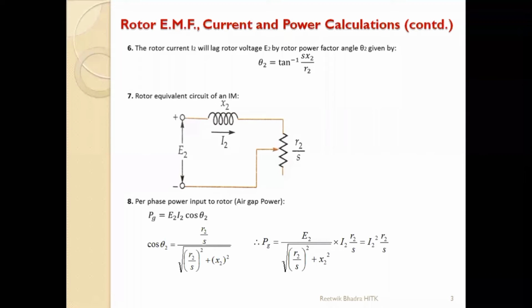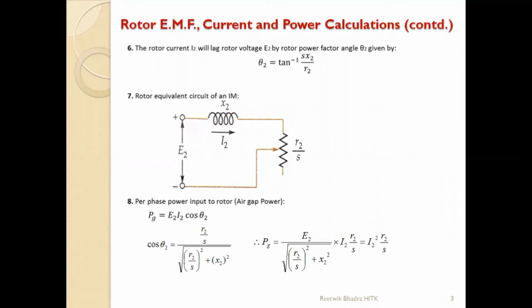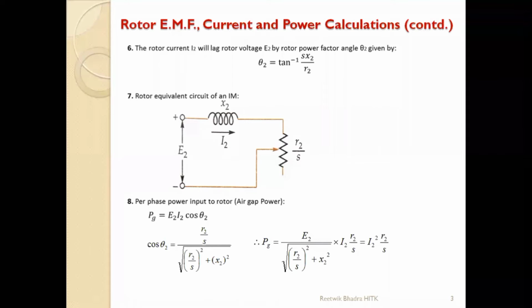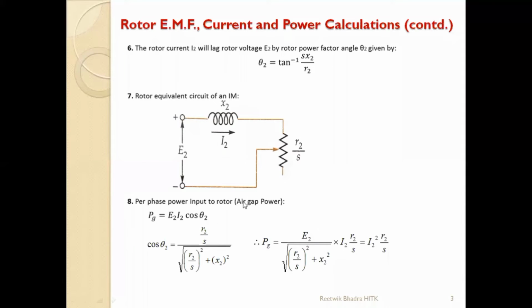Now, between the rotor and the stator, there is the air gap. In that space, the rotor rotates, and there is a separation between the rotor and the stator. So there is an air gap. So the power is transmitted from the stator to the rotor by means of that air gap only. So this power is also called air gap power.